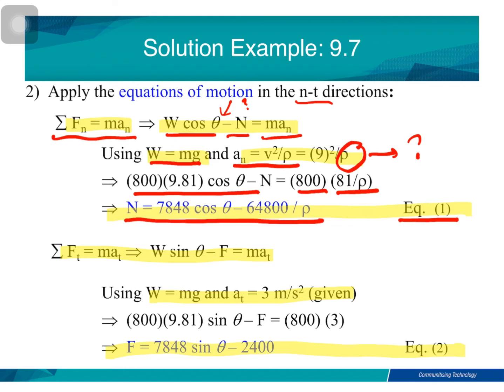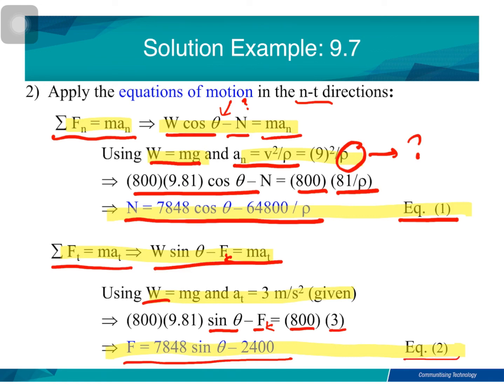Then you use the second equation, summation Ft equals m a_t, resolving all the forces in the tangent direction. We get W sin theta minus F equals m a_t, where F is the kinetic friction Fk. So W is 800 times 9.81 sin theta minus Fk equals m a_t, and a_t is given as 3. So F is equal to 7,848 sin theta minus 2,400, which becomes equation 2.